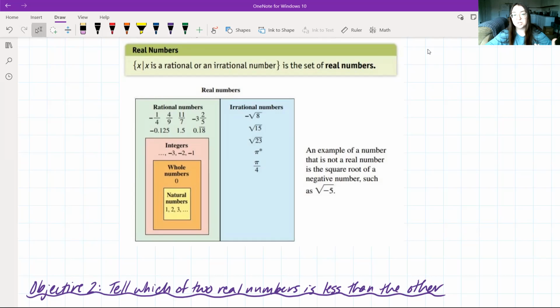But within our rational numbers, we would include integers. And then within integers, we find whole numbers. And within whole numbers, we find natural numbers.